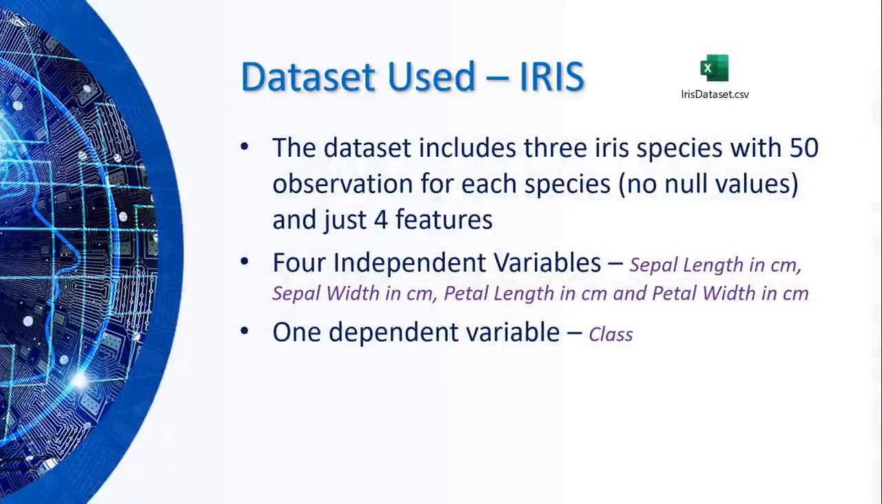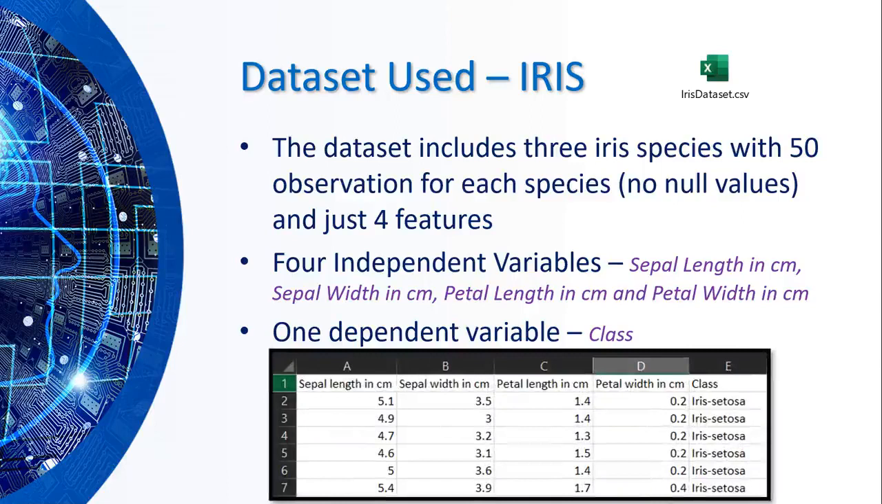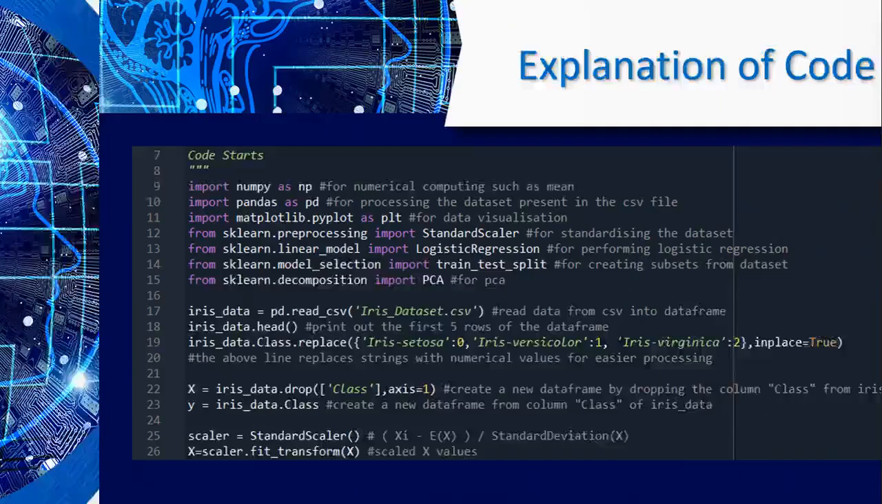For example, here I have taken the iris dataset. The dataset includes 3 iris species with 50 observations for each species, no null values, and 4 features. The 4 independent variables used from the iris dataset are sepal length, sepal width, petal length, and petal width. All these variables are in centimeters. And the one dependent variable here is the class.